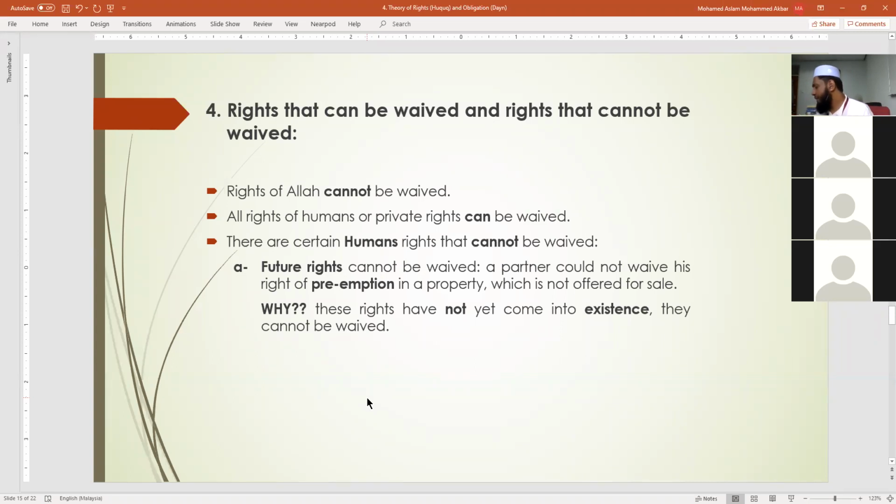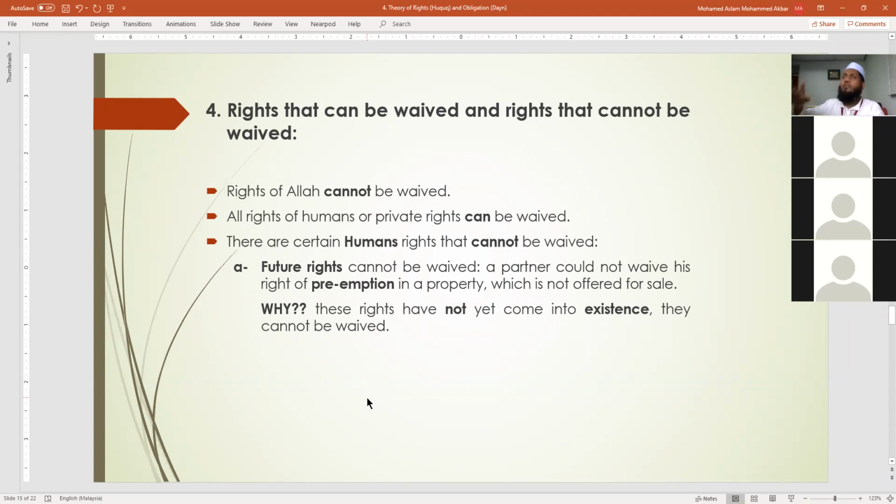If you are the partner or the neighbor, then it has to go to you first, then it has to go to others. But someone cannot waive that right even before someone buys the property. It is impossible. The same examples can be given.